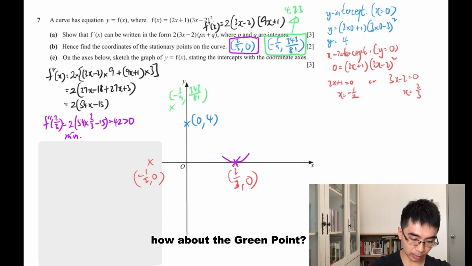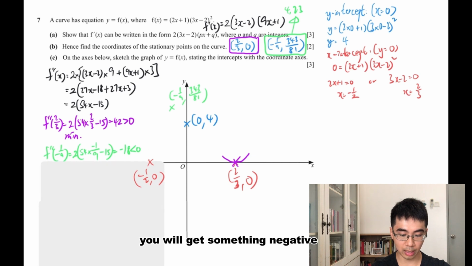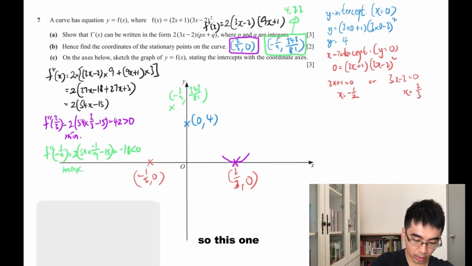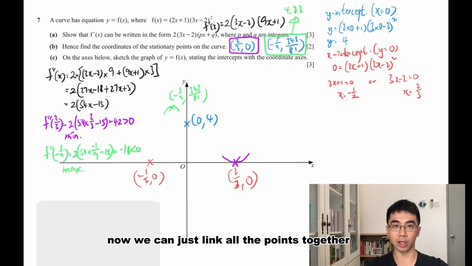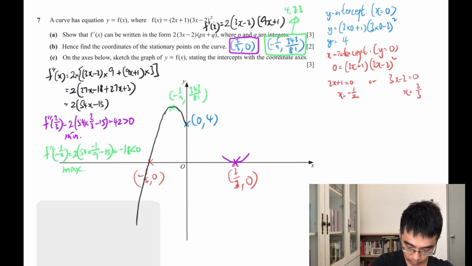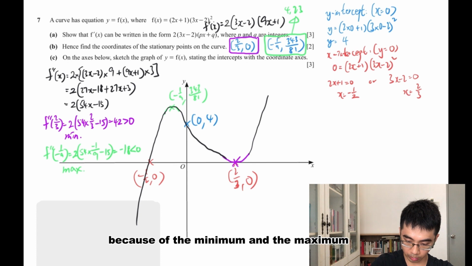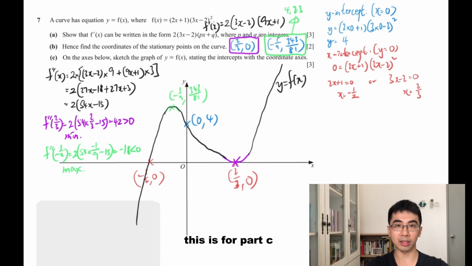This one. And then how about the green point? All right, we substitute -1/9 into the second derivative, and then you will get something negative, or -18. Just use your calculator. So this one must be a maximum point. All right, so this one, we should see something like this. So now we can just link it together. The whole thing should be like this. Alright, because of the minimum and the maximum. So this is the graph for the y is equal to f of x. And this is for part C.